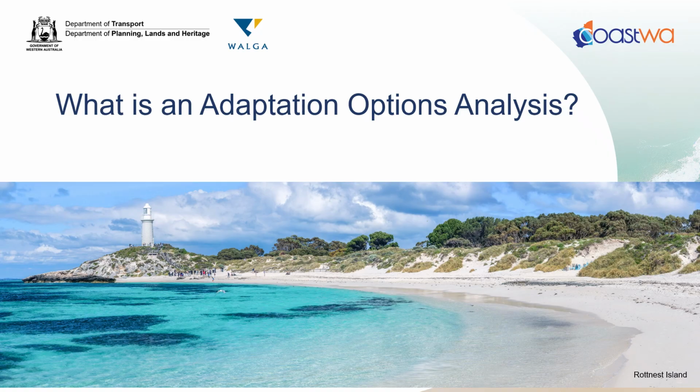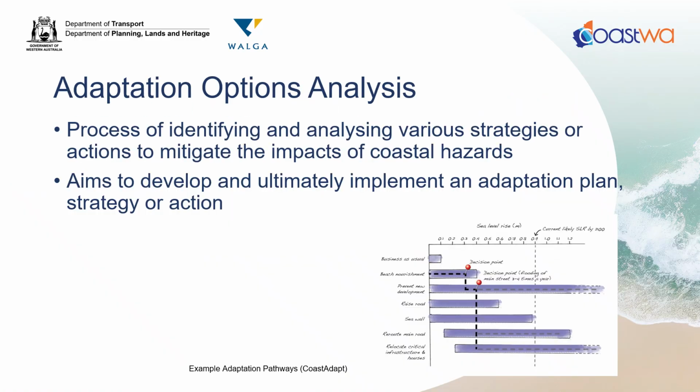So what's an adaptation options analysis? Adaptation options analysis is the process of identifying and analysing various strategies or actions to mitigate the impacts of coastal hazards. So they aim to develop and ultimately implement an adaptation plan, strategy or action. So they can be quite broad. They can be a broad strategy of action, or they can be quite detailed, so a specific action. And the example pathway, which is shown on the bottom of the screen there, shows a response or adaptation to, in this case, sea level rise and increasing sea level rise over time, and the various options and how those options, appropriate options, may change and the pathway through those over time as those hazards increase.